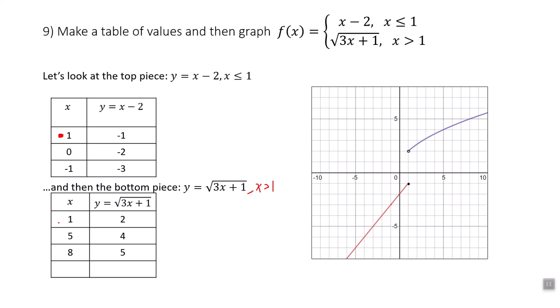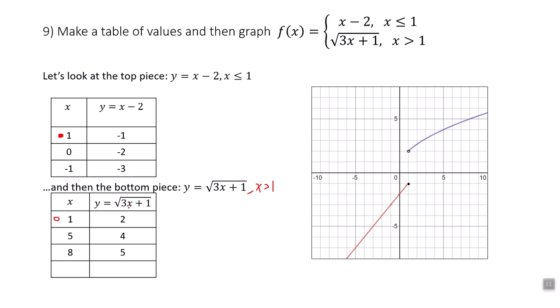So again, I start at 1, but since it's not an "or equal to," I want to make sure I use an open circle here at 1. When I put 1 in for x, 3 times 1 is 3, 3 plus 1 is 4, and the square root of 4 is 2. So I have the point (1, 2). I use an open circle. It says if we could use the value 1, this is what it would be. We can't use the value of 1, so we use an open circle to indicate where it should have been.